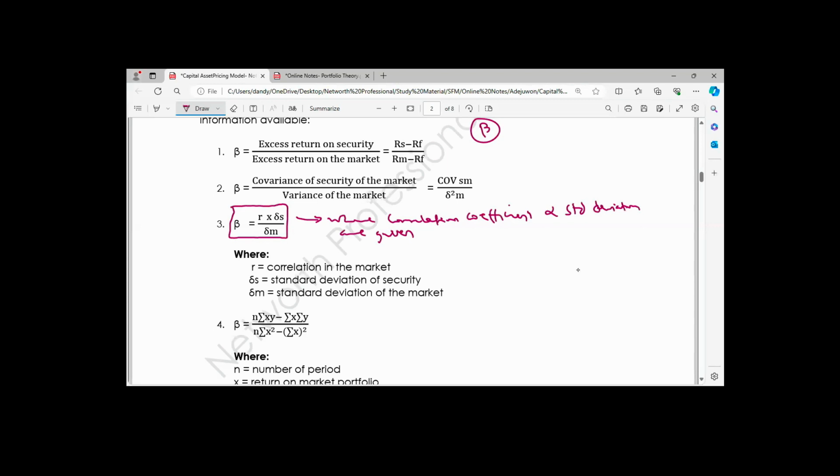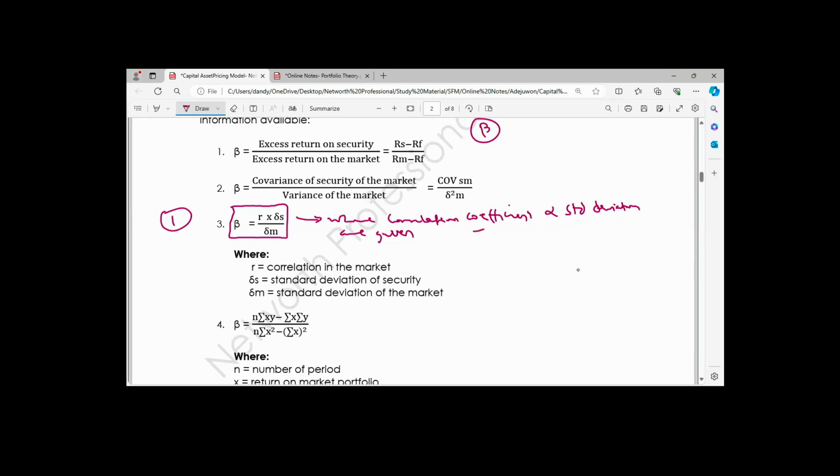In that case, your beta will be correlation coefficient multiplied by standard deviation of the security divided by standard deviation of the market. So I repeat, where correlation coefficient and standard deviation of securities are given, then your beta value will be calculated as correlation coefficient multiplied by standard deviation of security divided by standard deviation of the market. This is the most prominent or the most frequent formula.